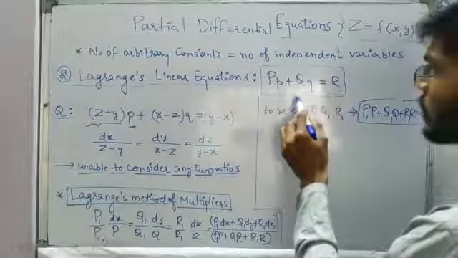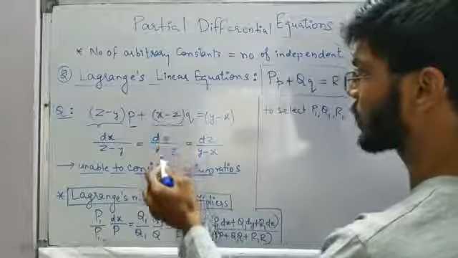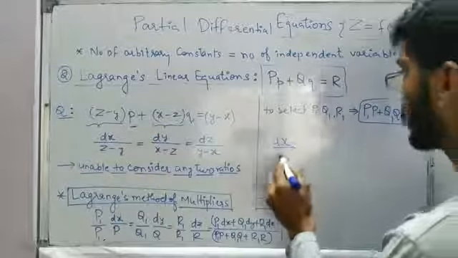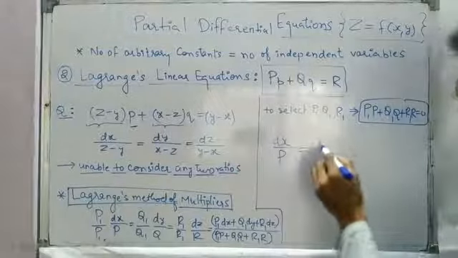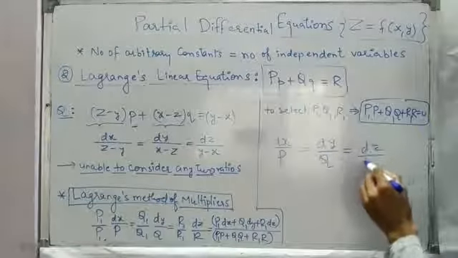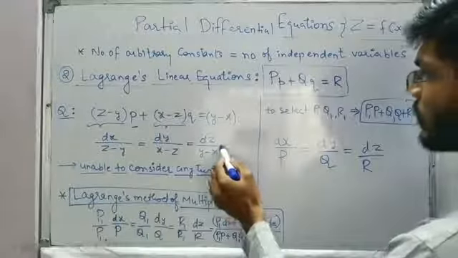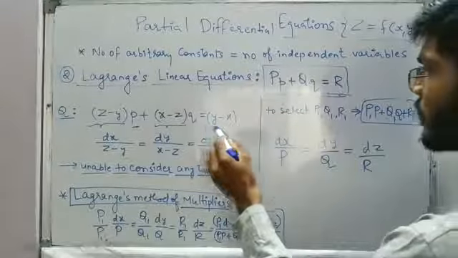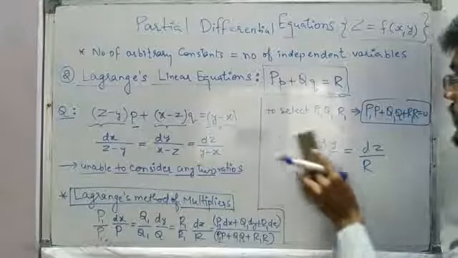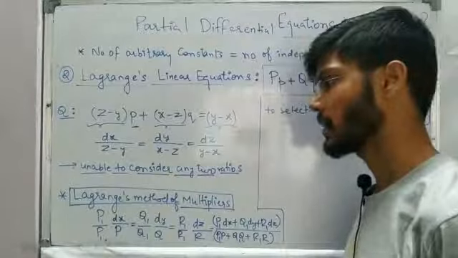On comparing the next term, the multiplier of small q, capital Q, is x minus z. So we have Lagrange's auxiliary equation as dx upon P is equal to dy upon Q is equal to dz upon R. That's what I have written directly. And in the third case, on comparison, we have R as y minus x. So we have our Lagrange's auxiliary equation as dx upon z minus y is equal to dy upon x minus z is equal to dz upon y minus x.